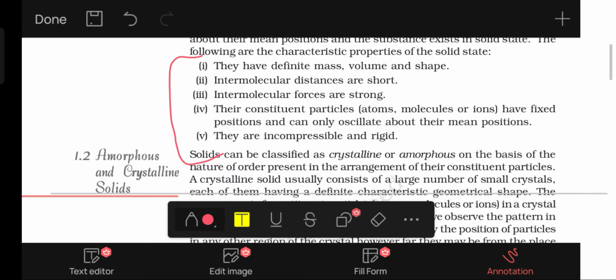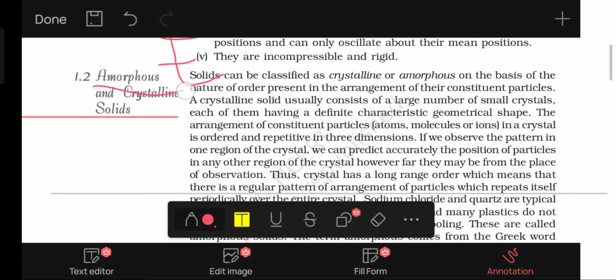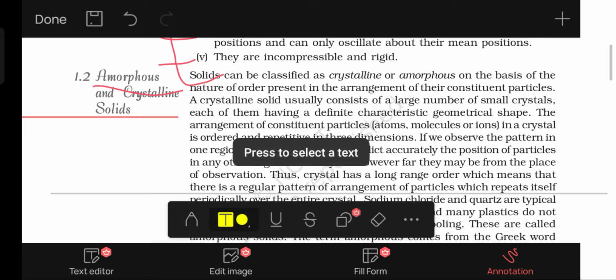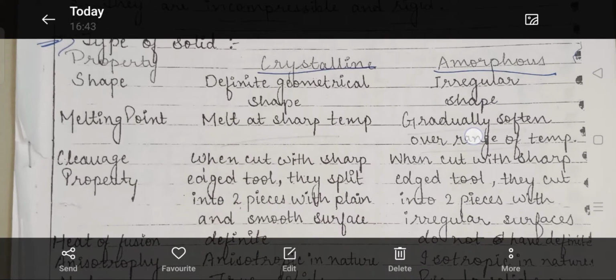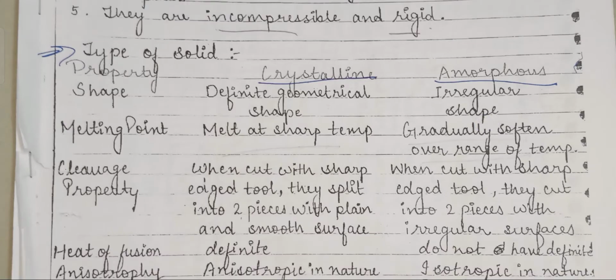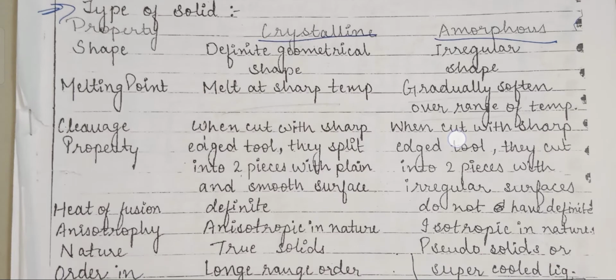Here in our textbook as well, all 5 properties are given, just as I wrote there: 3, 4 and 5. Next up we will be seeing types of solids, which are amorphous and crystalline solids. Under this is a pretty simple table that you can understand. We'll first look at this table, then we will also look at the structures that are drawn in the textbook. First of all, we have the shape.